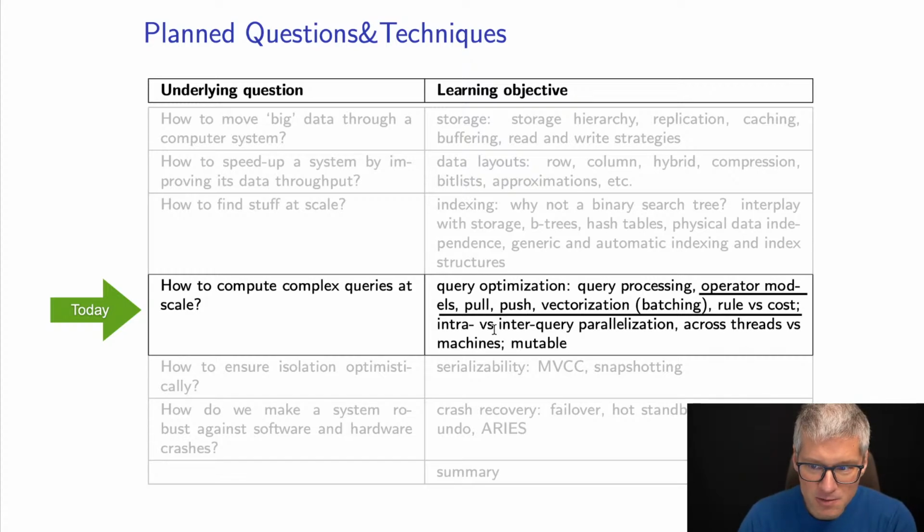So we will continue with query optimization today, mainly focusing on operator models, pull versus push, vectorization, which is an unlucky name, which we will go into, basically means batching. Rule versus cost we had last time. We don't look into that too much. So today it's mostly about the operator models.